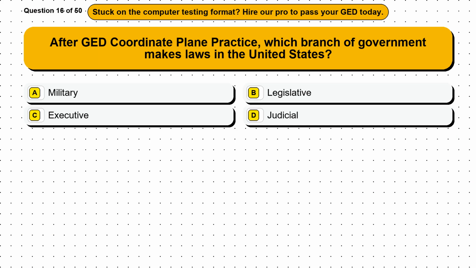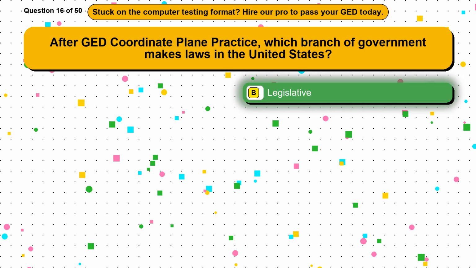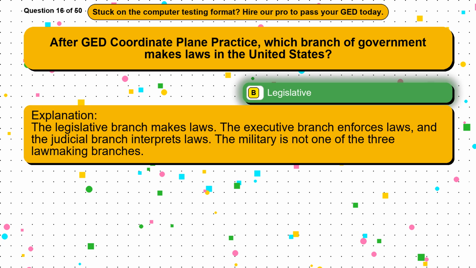Question 16. After GED Coordinate Plane Practice, which branch of government makes laws in the United States? Option A, military. Option B, legislative. Option C, executive. Option D, judicial. The correct answer is option B. Legislative. The legislative branch makes laws.